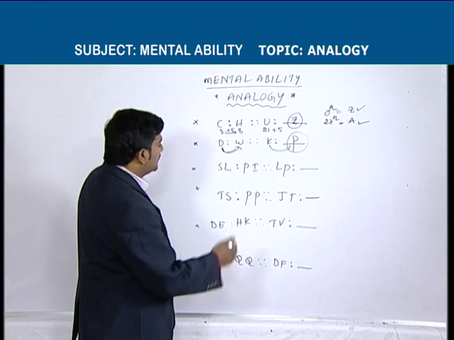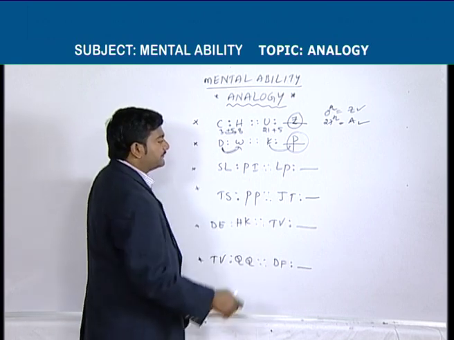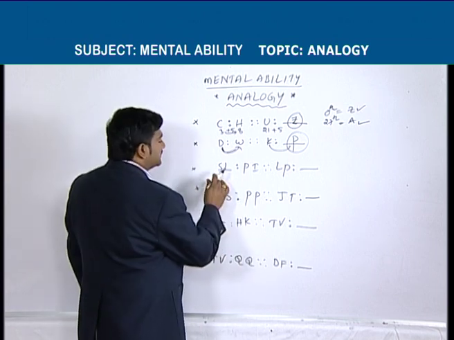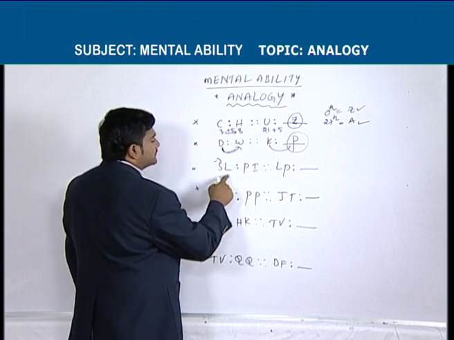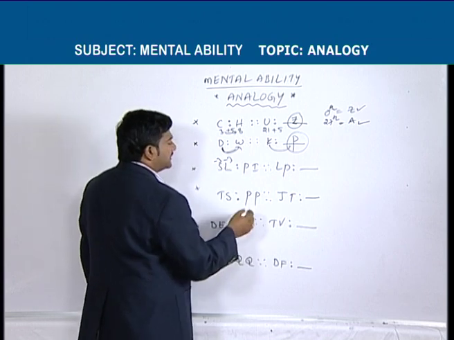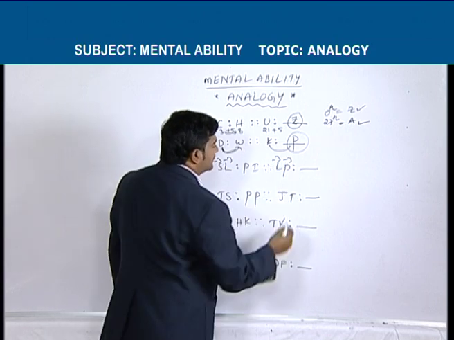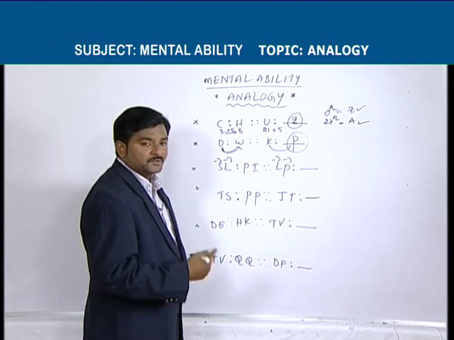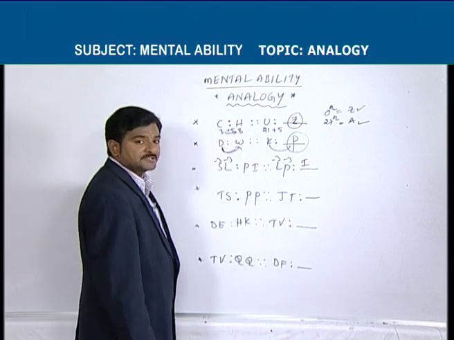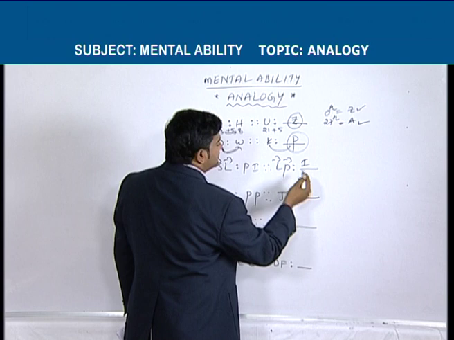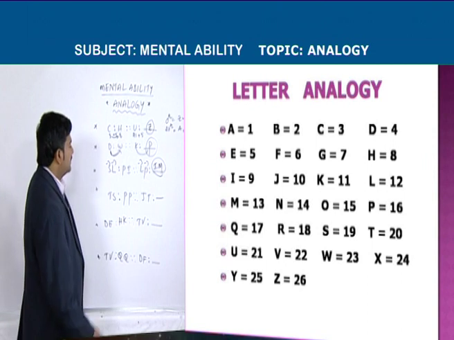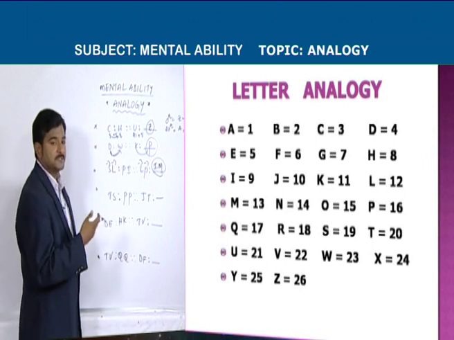Now SL is to PI as LP is to dash. See, S means 19, P means 16. 19 became 16, so 3 reduced. L means 12, I means 9, again 3 reduced. That's why it is very clear. We have to reduce 3 from these two letters. L means 12, 12 minus 3 is 9, and 9 means I. P means 16, 16 minus 3 is 13, and the 13th letter is M. Okay, it's very clear. Simply reduce 3, that is the concept.